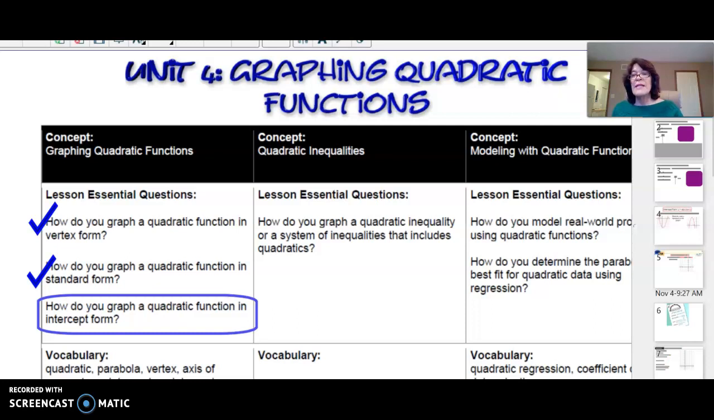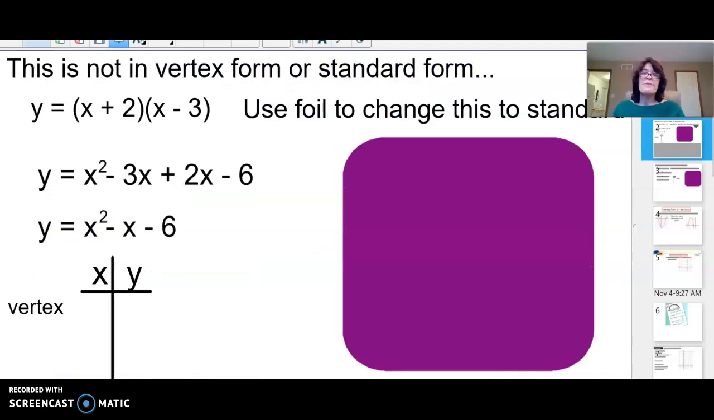Okay? We've clicked off how do you graph a function in vertex form. That was the first thing we did. We just got done with how you graph a quadratic function in standard form. So we're moving on to the third lesson essential question, which is how do you graph a quadratic function in something called intercept form. Okay, then look, see, we're done with all the forms. That's the third one.